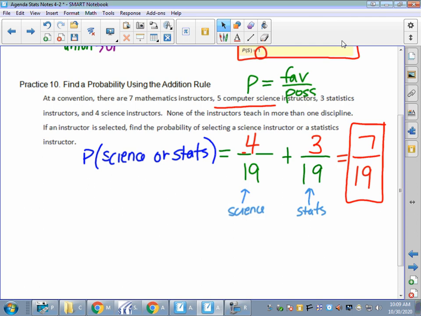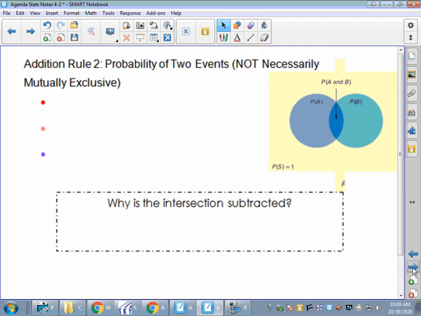Anyway, so you might have just said to yourself, well, if it's asking for science or stats, there's 7 possible teachers who are in one of those disciplines out of 19. You add it at the beginning or you add it at the end. The only reason I'm showing you this way is because later the problems get a little bit more technical, so I want you to understand what we're doing. But if you just did 4 plus 3 is 7 out of 19, you are right, and mark it right, and you're good.